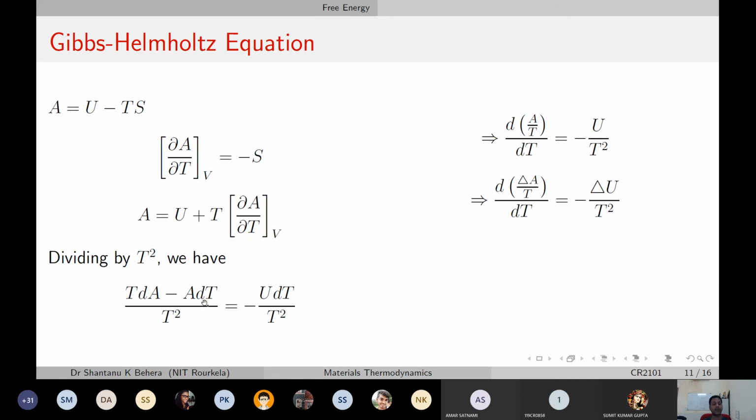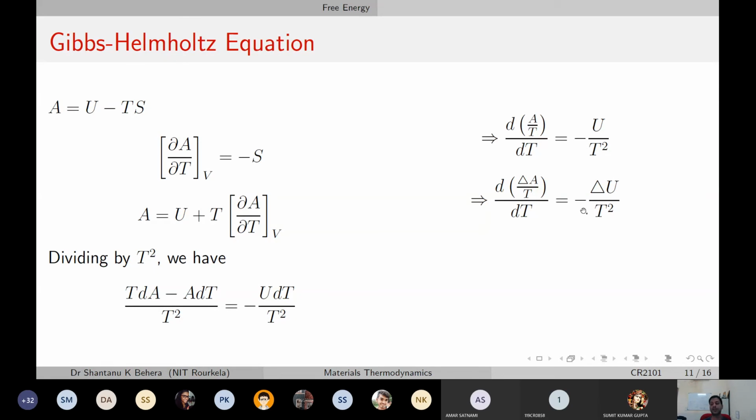And you divide the whole system by T square, and you get an expression which is like differentiation of y by x, which is equivalent to here d by dT of A by T is minus U by T square. And this expression, when you consider it over a process, then you're left with the d by dT of the change in Helmholtz free energy over temperature is equal to change in internal energy over T square. All right, fairly simple.